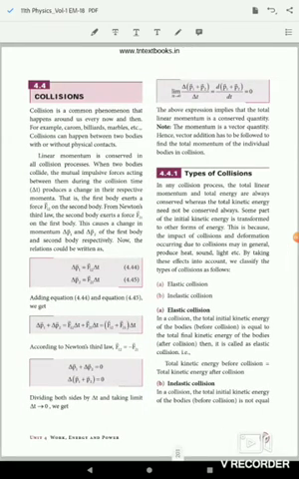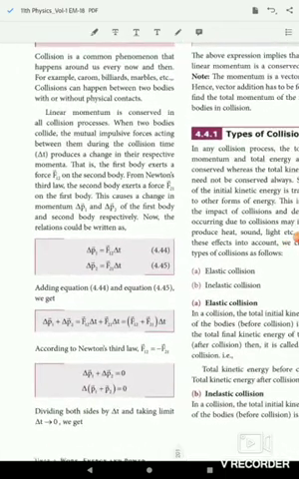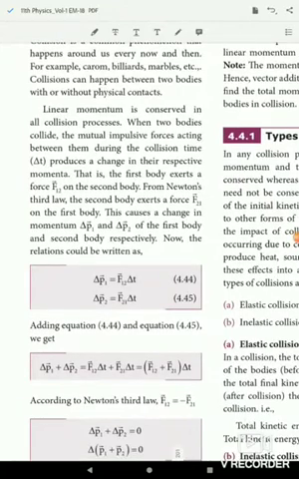Okay, next topic is collisions. Collision is a common phenomenon that happens around us every now and then, for example, carom, billiards, marbles, etc. Okay, collisions can happen between two bodies with or without physical contact. Linear momentum is conserved in all collision processes.